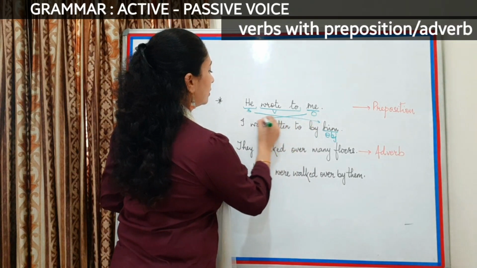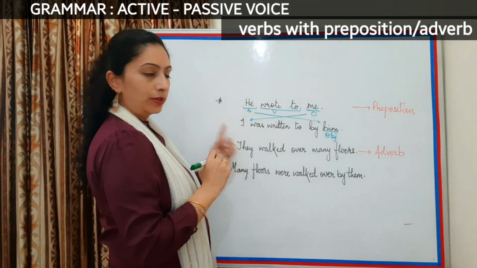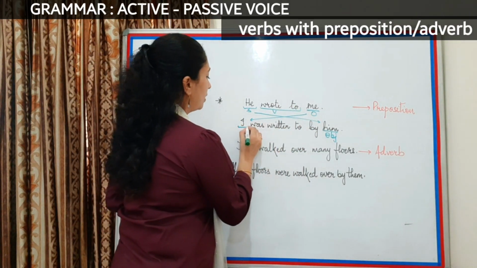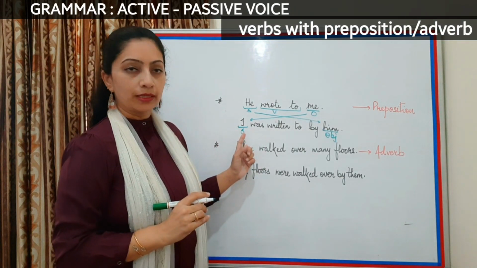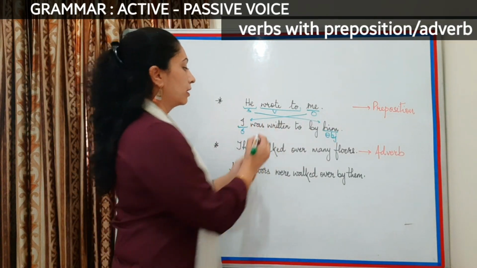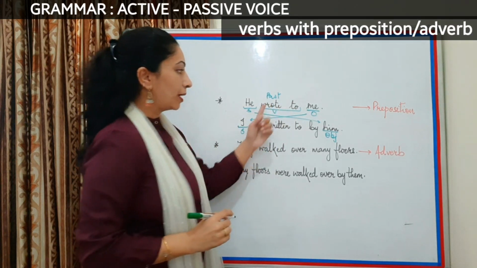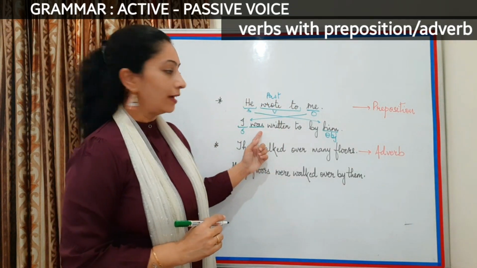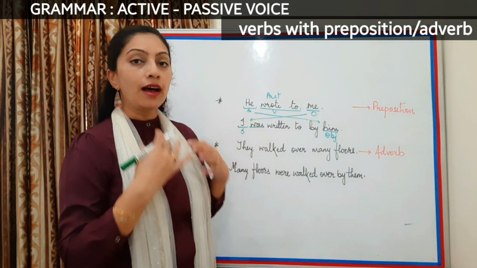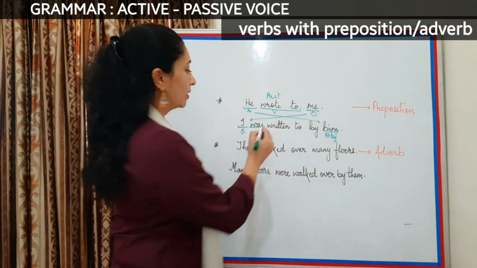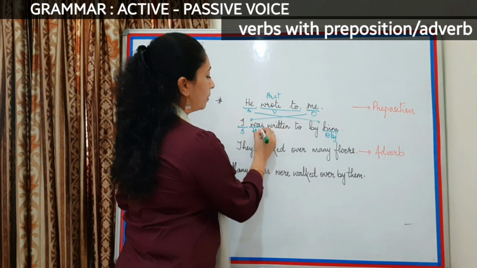Then change the object to subject. So me will become I as subject in passive voice. Was written. Was is used because this is in past. So I'm going to use the helping verb like that. I was, because I is a singular subject. So was becomes the helping verb.